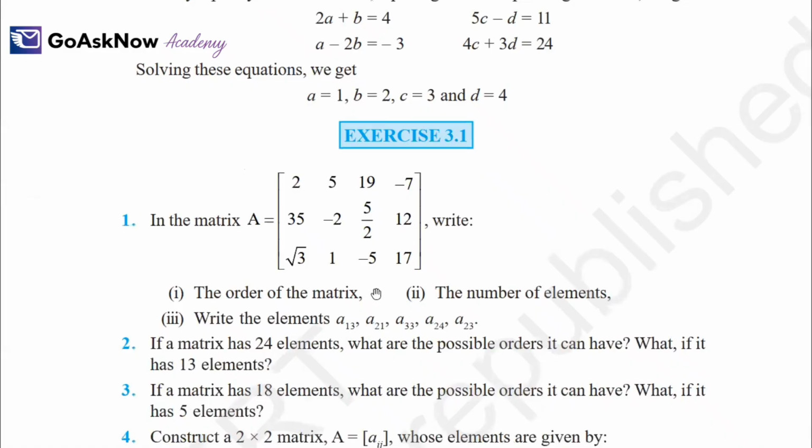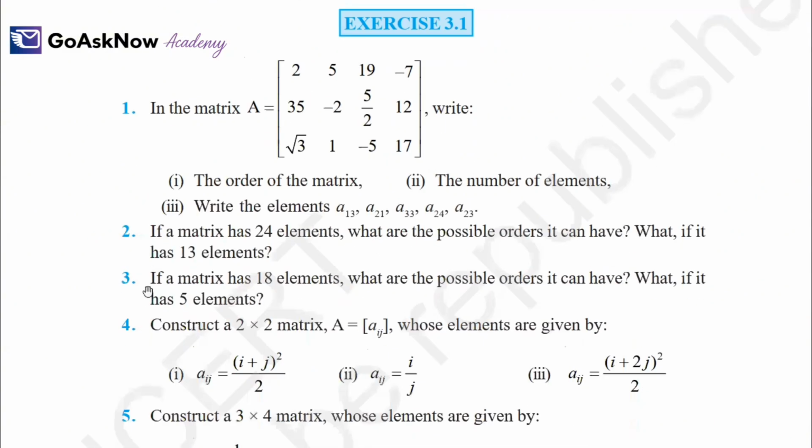In exercise 3.1, I will take some questions. Some of these are easy, so I will take the tougher ones. The first question is very easy, I hope you can solve it. See the second question: if a matrix has 24 elements, what are the possible orders it can have? What if it has 13 elements? So I have 24 elements and I have to find the possible orders. Yes, I will solve it for you.